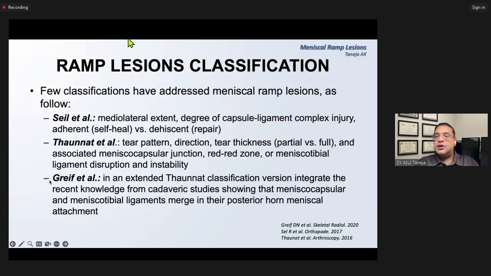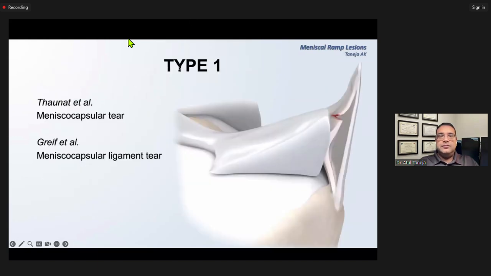And then a few years later, 2020, in Skeletal Radiology, Griffith have extended that classification. That's what I'm going to show you. And we have a little bit more detail when it comes to anatomy. All right, type 1. Type 1 of the meniscal ramp lesions will be the meniscocapsular injury, the meniscocapsular tear. But actually it is the tear of the meniscocapsular ligament, the one that's in the superior part of the posterior horn.